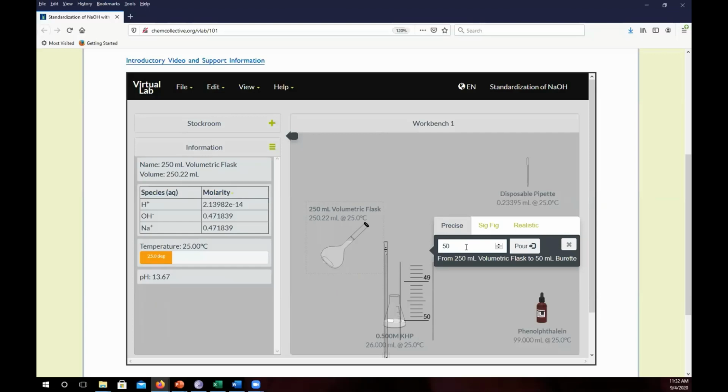This is a 50 milliliter burette, but if I add exactly 50 milliliters, it only brings it up to the 2 milliliter mark and not the 0 mark. This is because burettes are designed to measure exactly what is poured out from the burette, not what is contained inside. I can add an additional 2 milliliters, and that brings the burette exactly to the 0 mark.